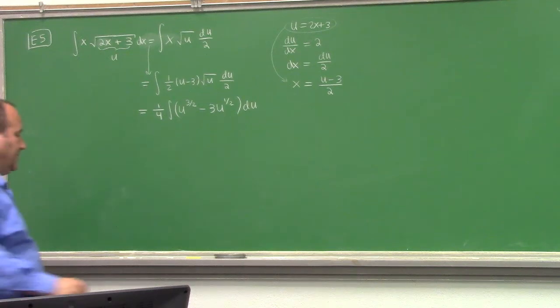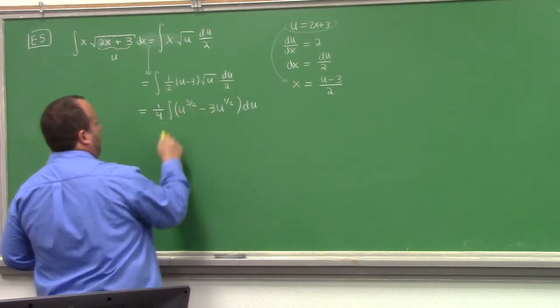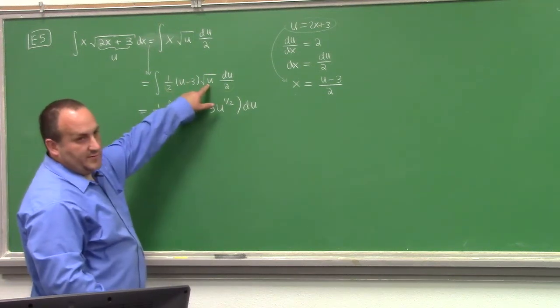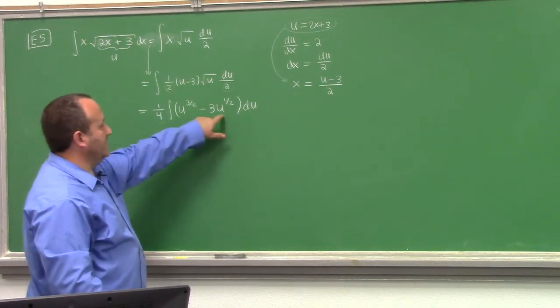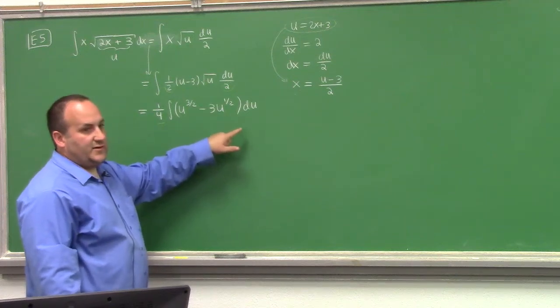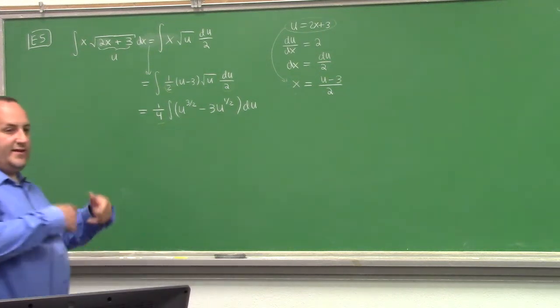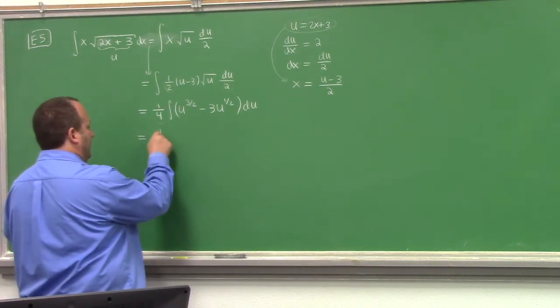So the 1/4, I took both of these characters and I put them out here. And then I've got u times square root of u, that's u to the 3 halves. And I've got minus 3 times square root of u, which is just u to the 1/2. And the reason I'm writing it this way is so that I can go back and use the power rule in my head. So I have to take 3 halves, add 1, and divide by that.